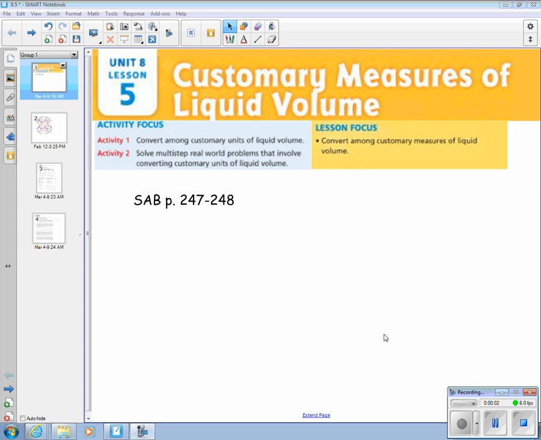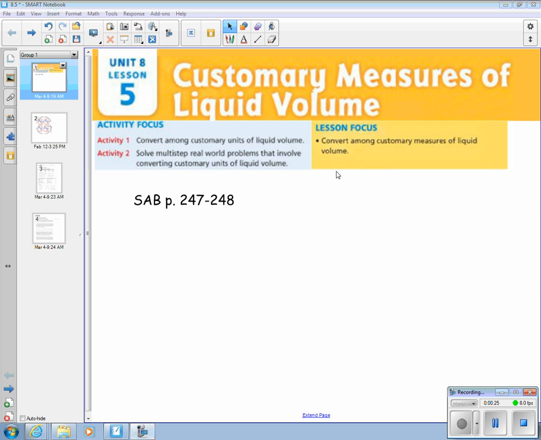All right, guys, we are starting Unit 8, Lesson 5. We are going to get into customary measures of liquid volume. We have been doing metric, now we're doing customary. The US uses customary measures while the rest of the world uses metric. So weird, the US has to be so difficult.